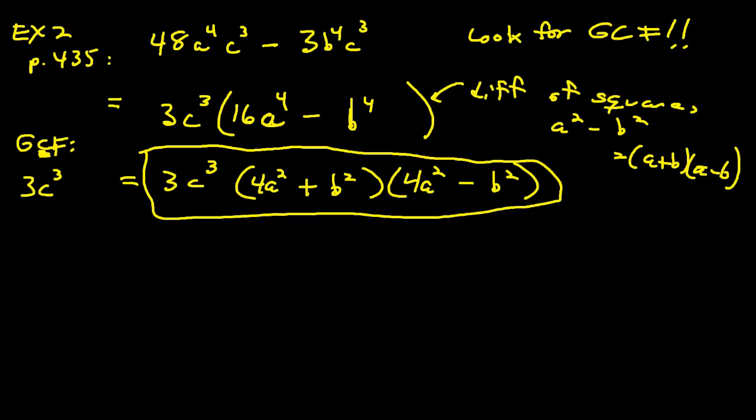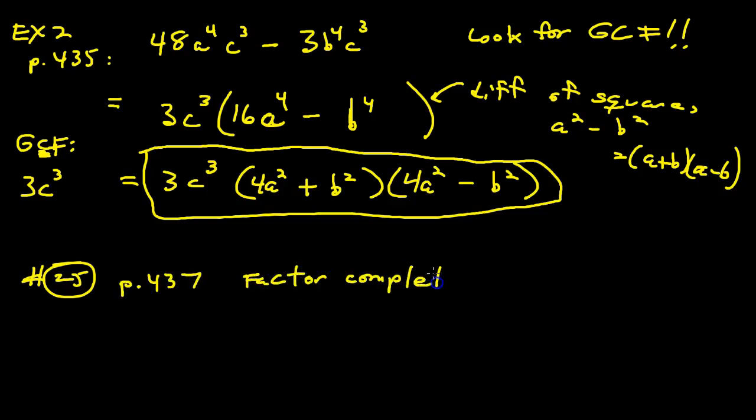All right, let's see. I'm going to do some of the problems in the homework list. This is going to be number 25, and the exercise is on page 437. The instruction is to factor completely the following expression: 4x squared y squared plus 4xy squared plus y squared.